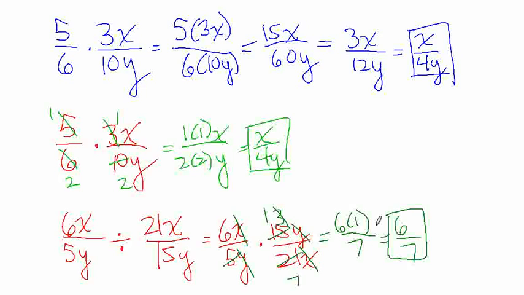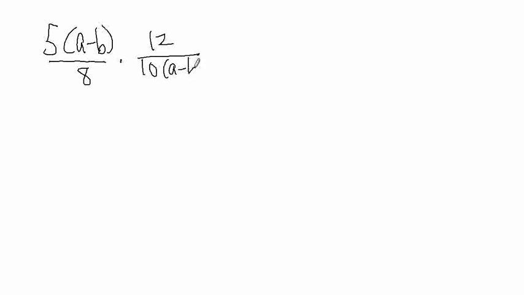Now, you can also handle situations where you have binomials instead of simple variables, the way that I've shown you so far. So, for example, what about something like this? 5 times a minus b all over 8 multiplied by 12 over 10 times a minus b. Okay, and once again, we're going to cancel to make our lives easier. So the parenthesis blob on top divided by itself, that's going to give 1.